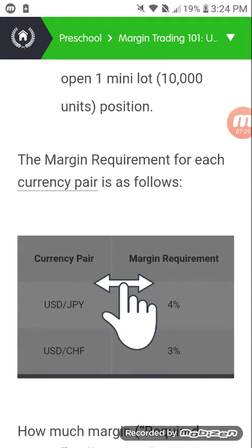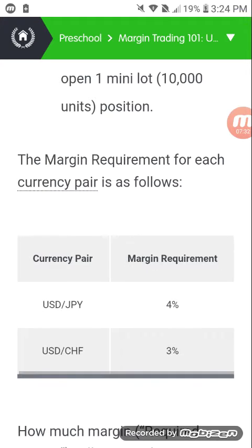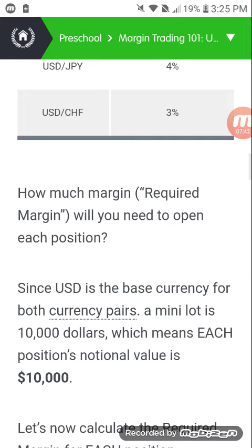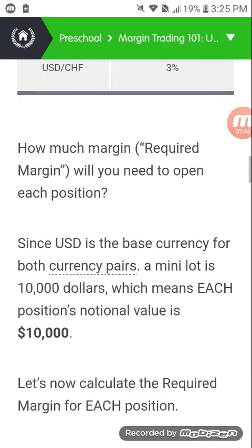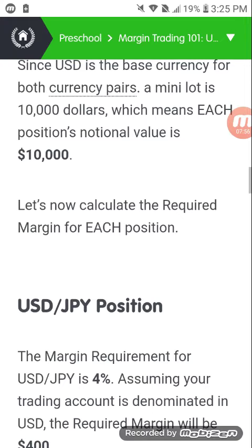The margin requirement for each currency pair is the following. The currency pairs are on the left. The margin requirement to open those currency pairs is 4% and 3%. How much margin will be needed to open each position? Since the USD-based currency pair for a mini lot is $10,000, each position's notional value is 10,000. So let's calculate the required margin for each position.